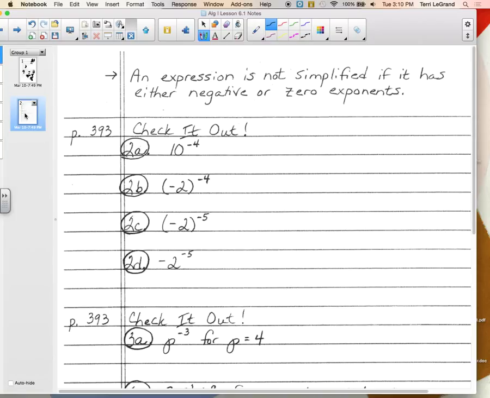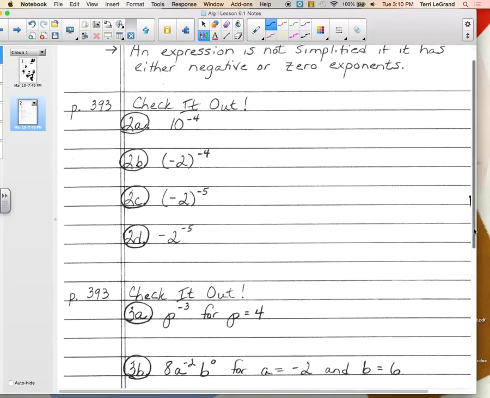So, remember what I said, an expression is not simplified if it has either negative or zero exponents.